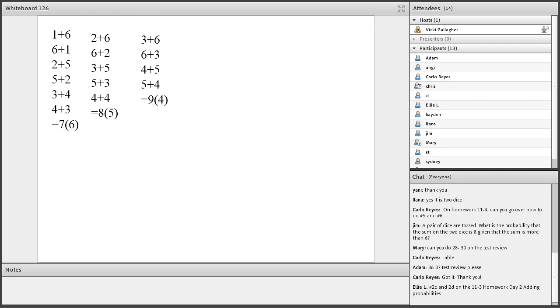Next we have 10. I know this is a lot of writing, but this is just kind of what you've got to do unless you have a dice chart. You've got to figure this all out. So what are we at? 10. So that's 6 plus 4, 4 plus 6, and 5 plus 5.